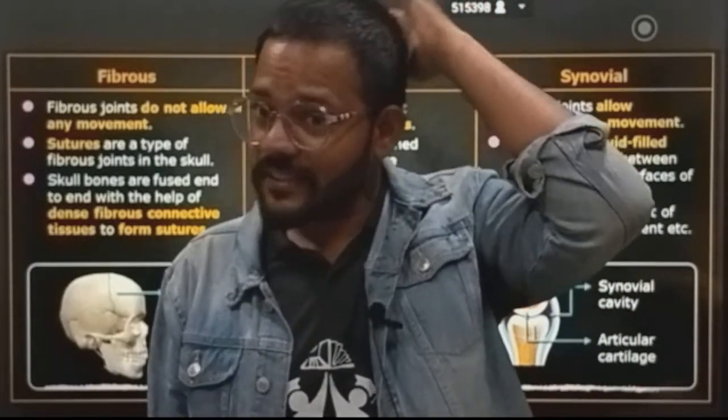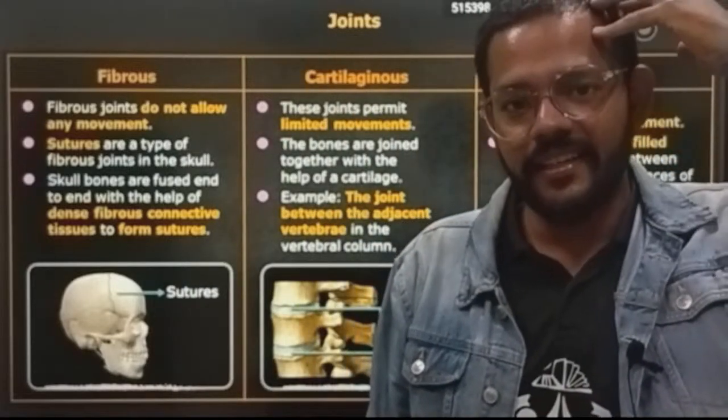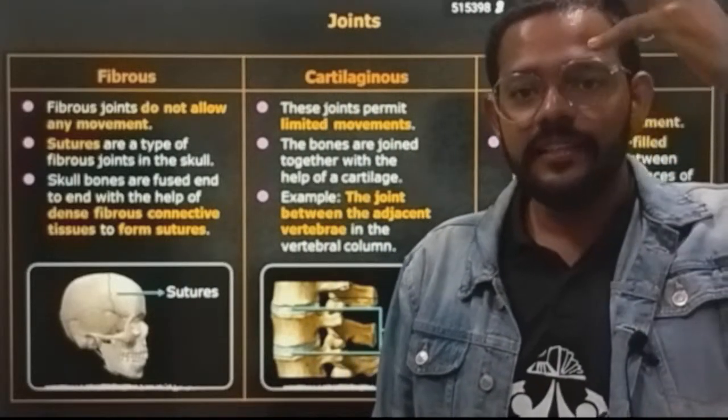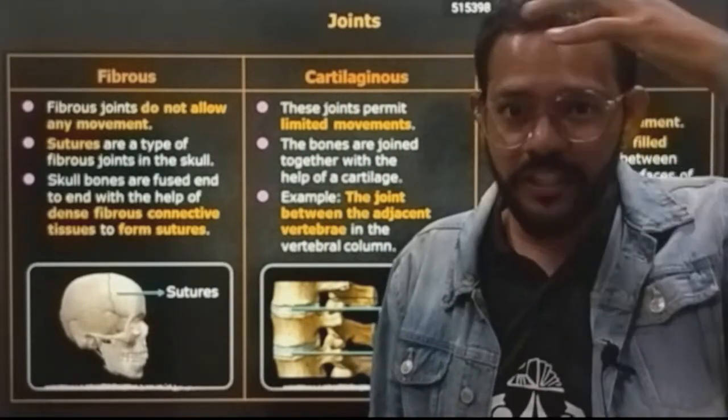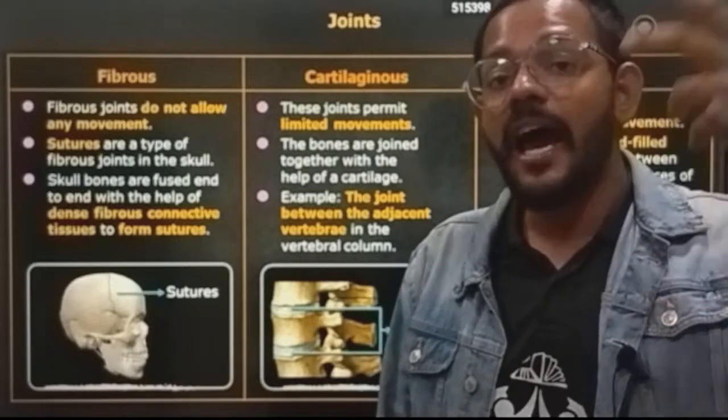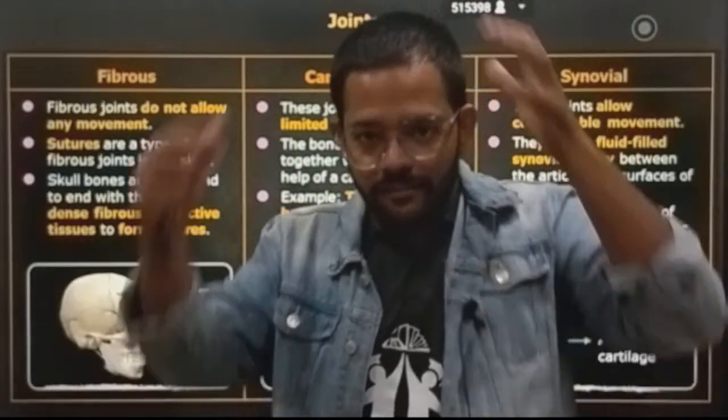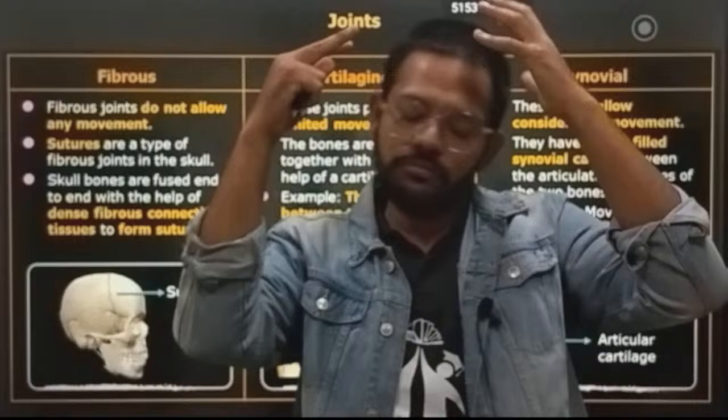Think about these bones that are attached to each other: frontal, parietal, occipital, temporal. If they were movable, then what would happen? They would move inside your brain.